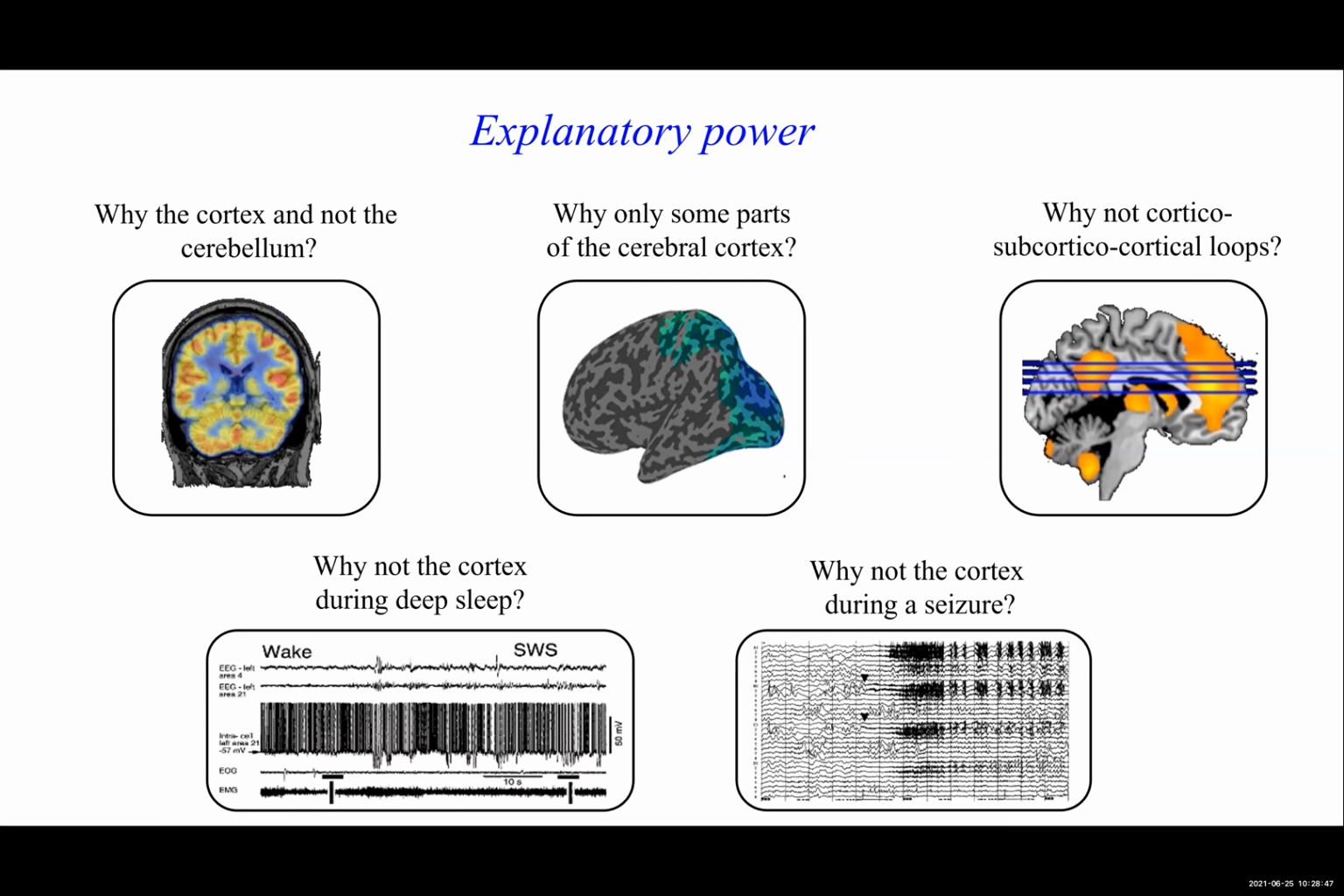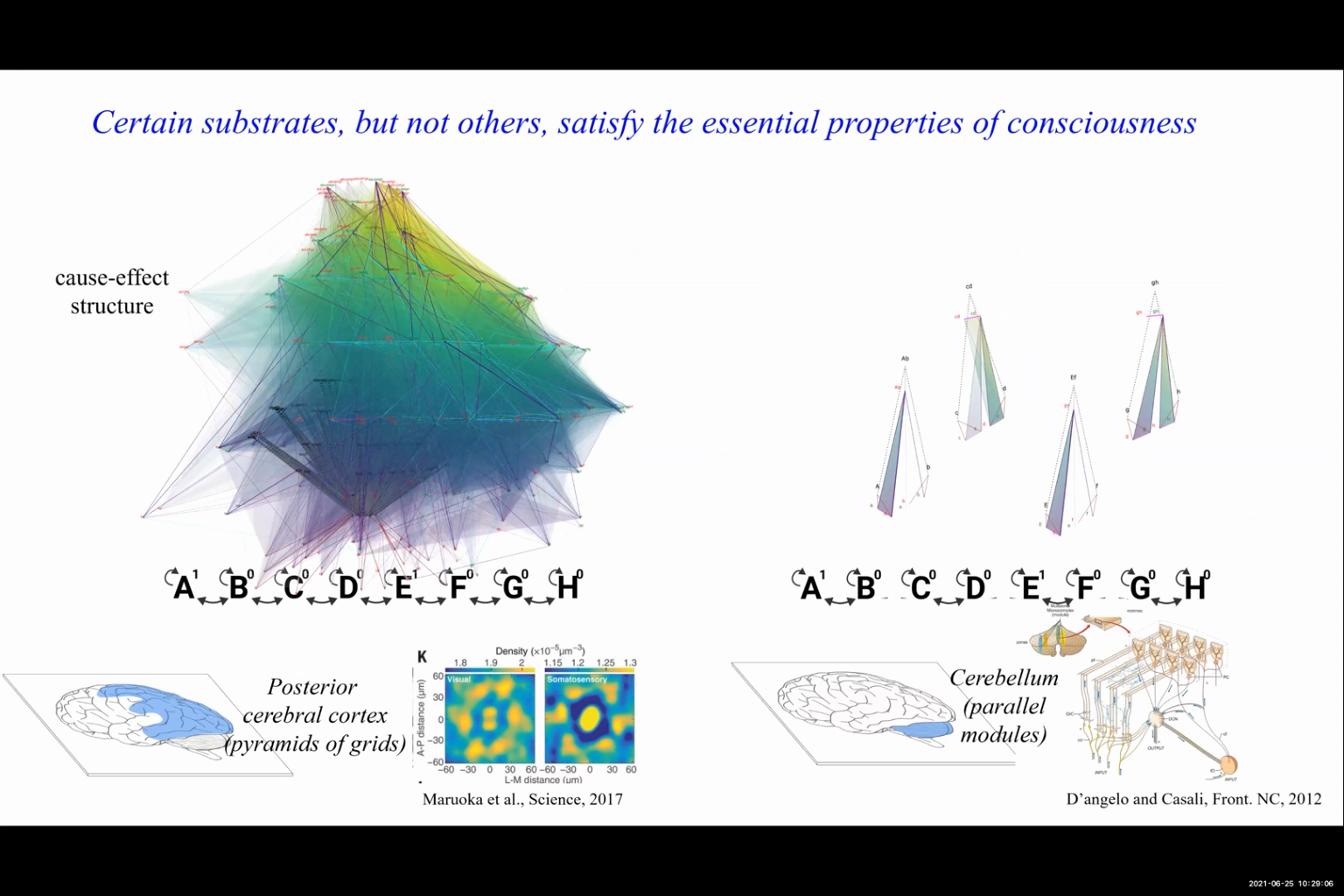Why does consciousness vanish early in non-REM sleep, even though the neurons, as indicated here, continue firing at roughly the same rate as they do during wake? Or why does consciousness vanish during some seizures in which neurons fire more and more synchronously than during wake? You need to account for all these facts with the coherent theory.